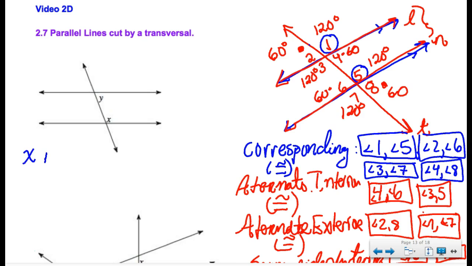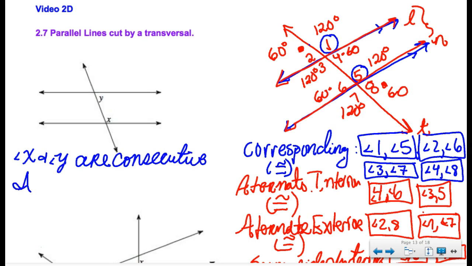So I want you to write X and Y. Really, I should use proper notation: angle X and angle Y, without the angle there, they're points. These are what we call consecutive interior, or you can write same side. Whatever you like for that, I don't care. Consecutive interior.